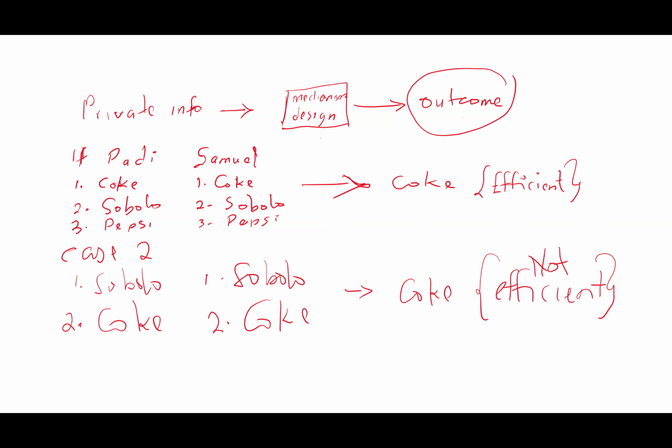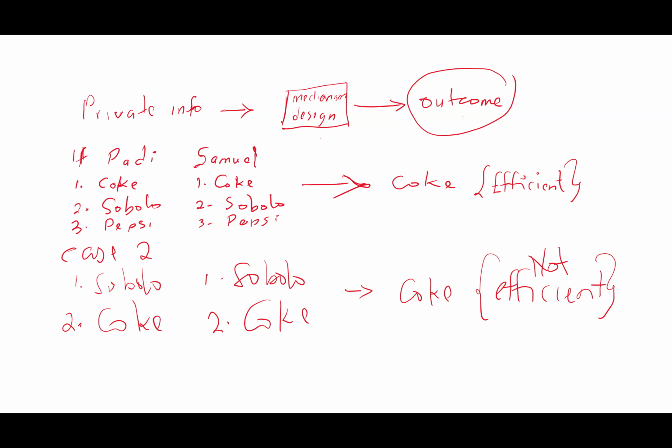Okay. So Paddy has her preferences. Samuel is not aware of it. Samuel also has his preferences. Now Paddy's first preference is Coke, the second preference is Sobolo, and the third is Pepsi. Samuel's first preference is Coke, the second is Sobolo, and then Pepsi. Now, each of these, as I mentioned, people don't disclose their preferences to each other. So these agents are not telling each other what it is that they prefer.